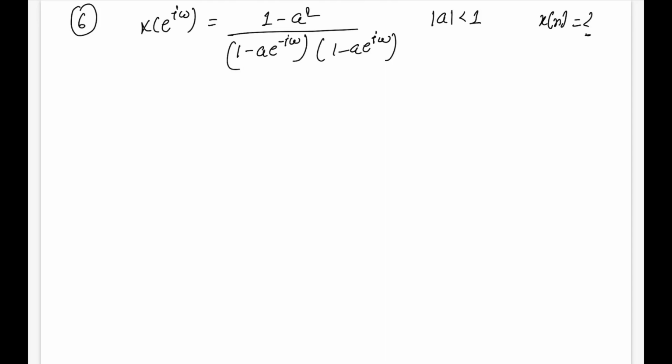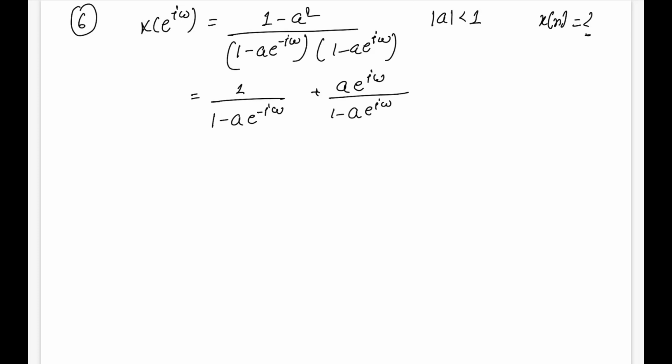Okay, so let's break this fraction into a sum of two fractions, and it can be written like 1 upon 1 minus a times e^{-jω}, plus a times e^{jω} upon 1 minus a times e^{jω}. You can solve this and finally you will get this.